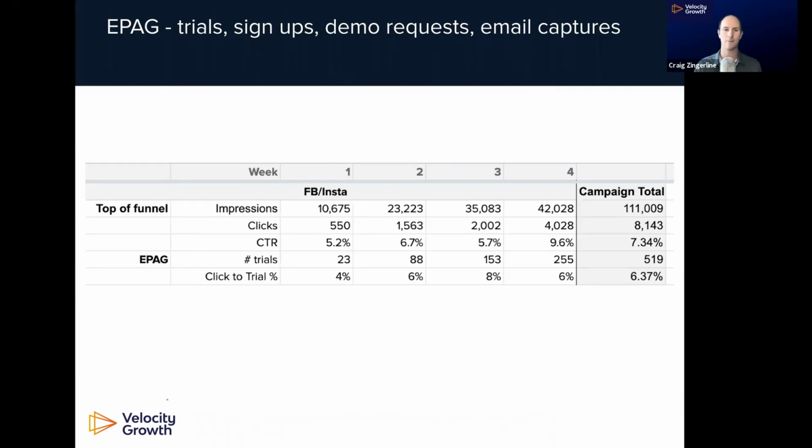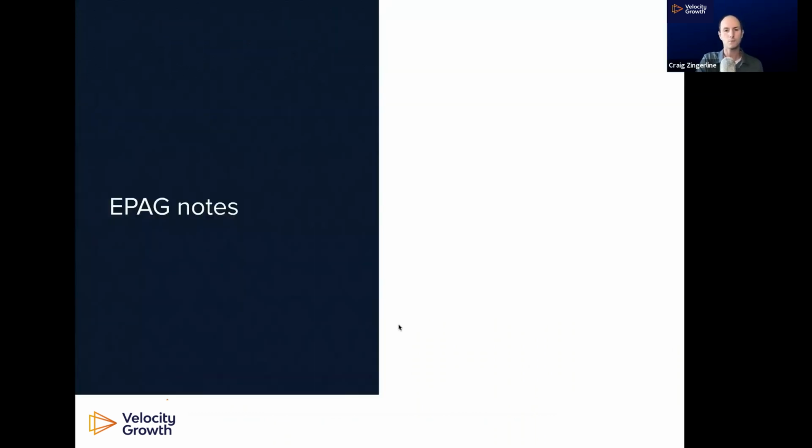So this is again a snapshot of impressions, clicks, and click-through rate at the top of funnel, and then layering in the EPAG. I'm using number of trials and then a click-to-trial ratio for this example. What you want to see is that over time, your click-to-trial, that EPAG metric, increases both in terms of volume and velocity, as well as in performance at that click to trial layer. Am I getting a higher percentage of people into that trial through better marketing, better targeting, and by having a better landing page experience and a better product?